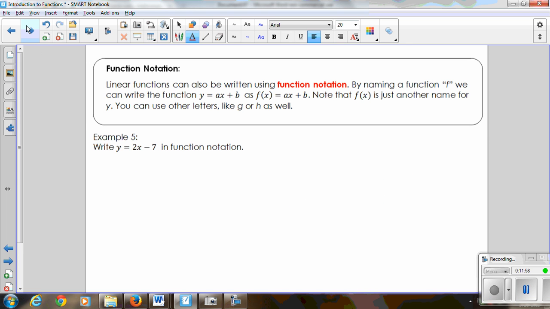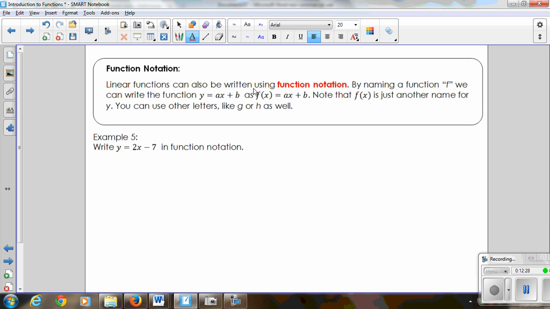Function notation. Oftentimes, instead of writing y equals an equation, we'll use function notation. And all we're doing is calling the function or calling the equation by a different name. Linear functions, and any function, can also be written using function notation. I have linear functions here, but any function can be written using function notation. By naming a function, and we can use the letter f, for example, we can write the function y equals ax plus b as f of x equals ax plus b.